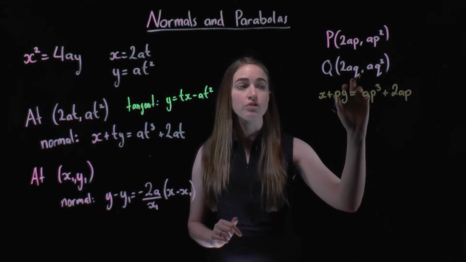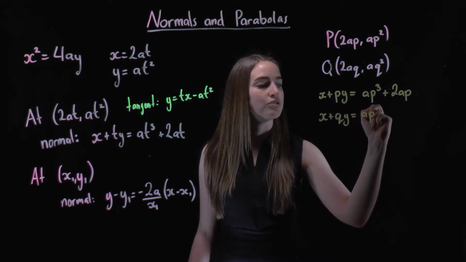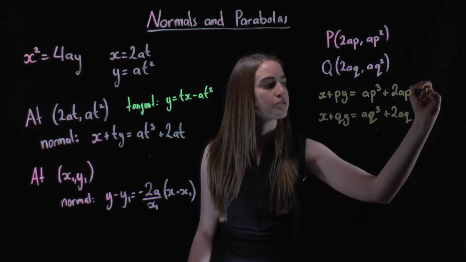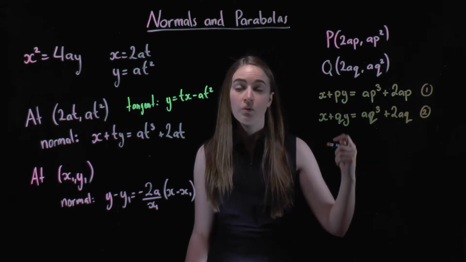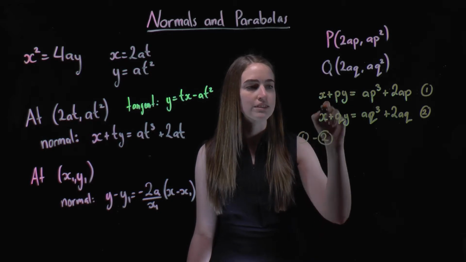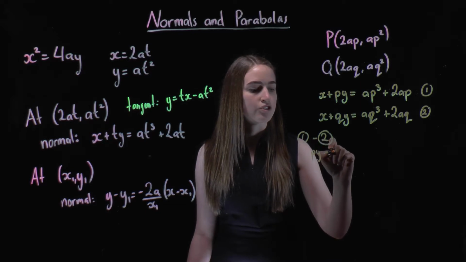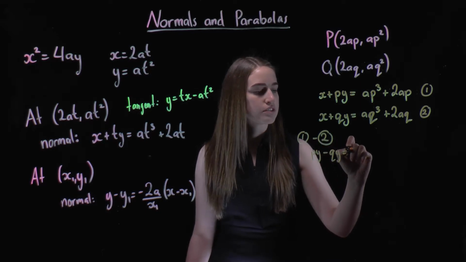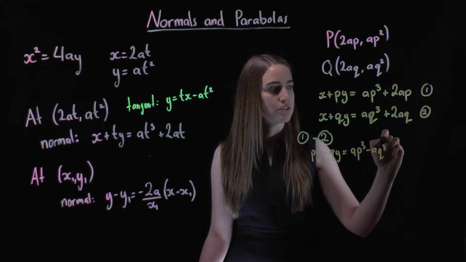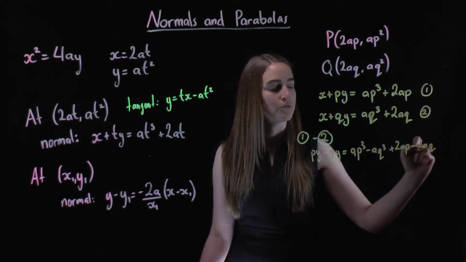And if we had the normal going through the point Q, we'd have x plus qy equals aq cubed plus 2aq. So if we call those equation 1 and equation 2, we want to solve those simultaneously to find where they intersect. So I'm going to go 1 minus 2, and that's going to eliminate my x's. So I'm going to have py minus qy equals ap cubed minus aq cubed plus 2ap minus 2aq.